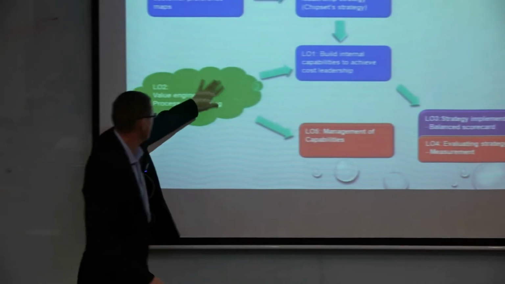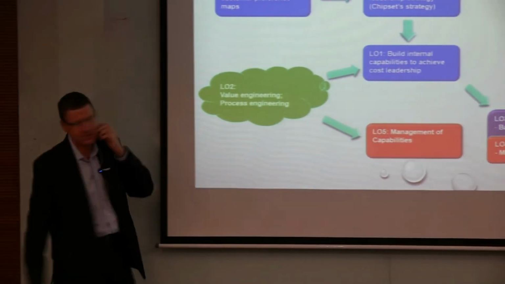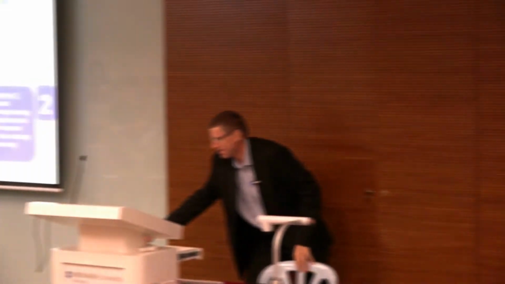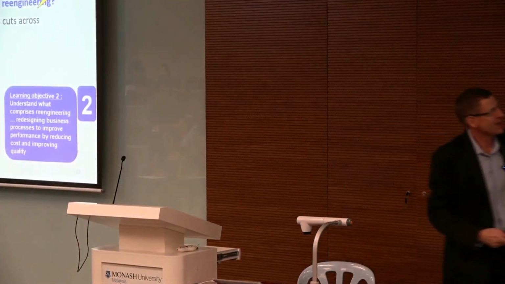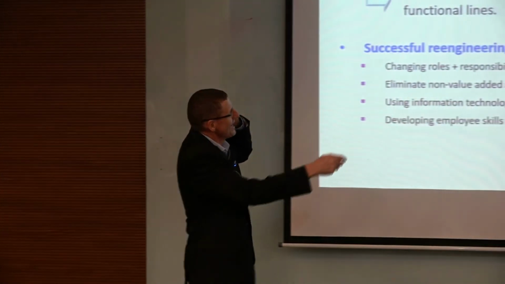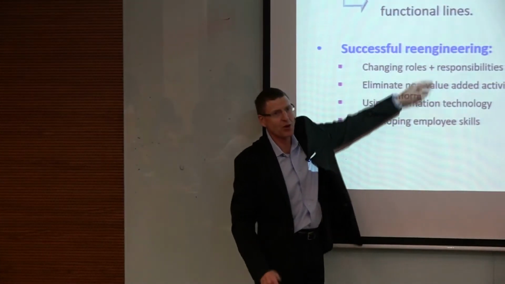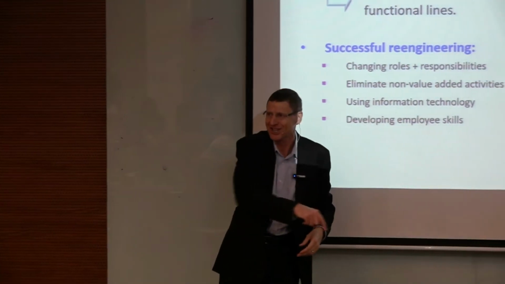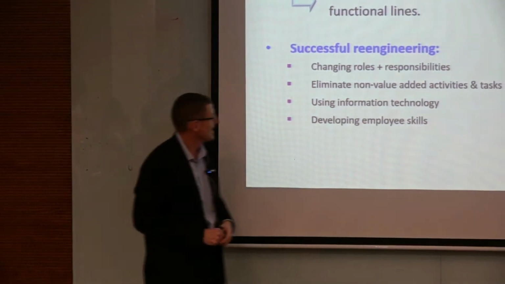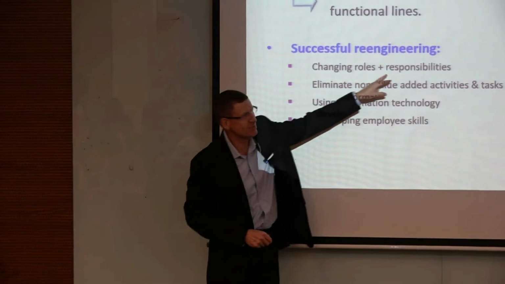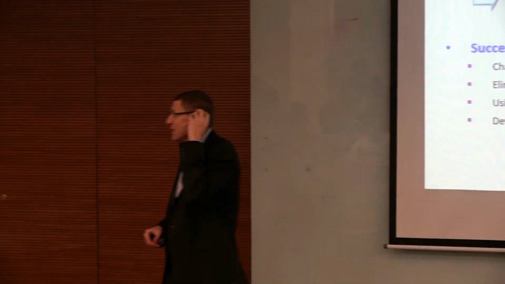So let's go into where we are now, learning objective 2. So re-engineering, learning objective 2, and the question is, what is re-engineering? Well, remember, it's about changing the operations in the organisation. That could be manufacturing, it could be service. So successful re-engineering or successful change could involve changing roles and responsibilities, like firing someone.